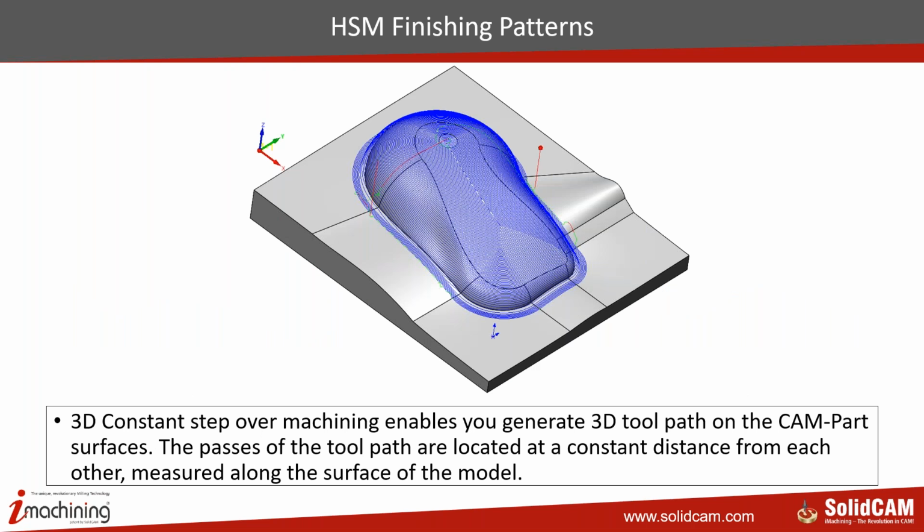And then we have the 3D constant step over, where you can define a profile, and SolidCAM will start machining parallel to the profile on the entire part by generating a constant step or constant distance between two passes. And these passes of the toolpath are located at a constant distance from each other, measured along the surface of the model. Okay, so that's another finishing pattern.